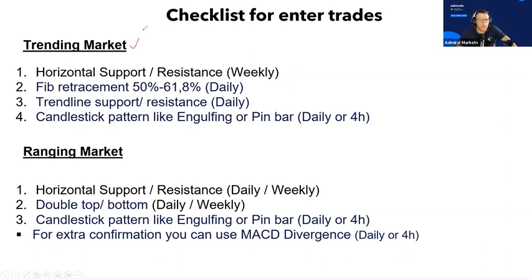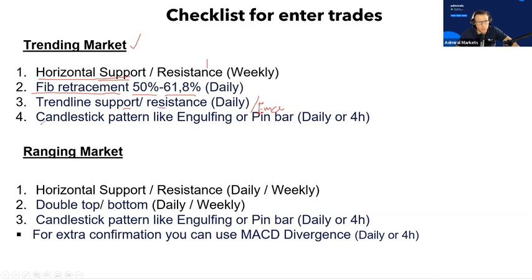Then this applies for trending markets. We want to have a confluence of horizontal support or resistance. Of course, depending on if we are buying, we want a support. If we are selling, we want a resistance. Then we want to see if it lines up at the same level with any Fibonacci retracement. The golden ratio, 61.8%, is preferable, or even the 50%, it's fine. Then we want to check if we have a trend line support if we are buying, or resistance if we are selling, or you can put a slash here, exponential moving average, same thing.